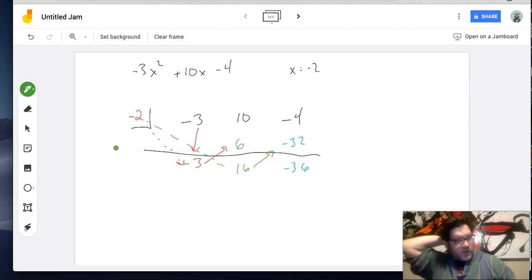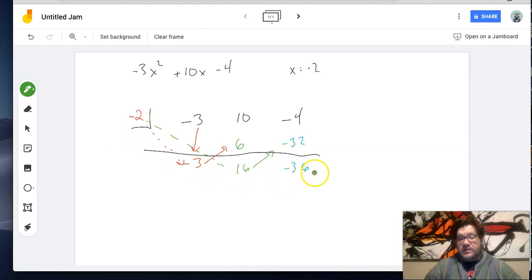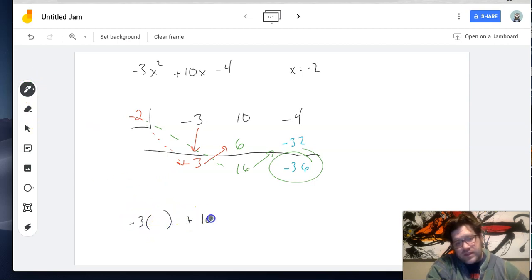So with synthetic substitution, which we just did, this number right here is what I would get if I were to plug negative 2 into this equation: negative 36. That's how synthetic substitution works. Shall we double check? I haven't checked this, so I'm hoping it works. So we have negative 3, parentheses, plus 10, parentheses, minus 4. We're plugging in negative 2. Oh, I forgot the squared.